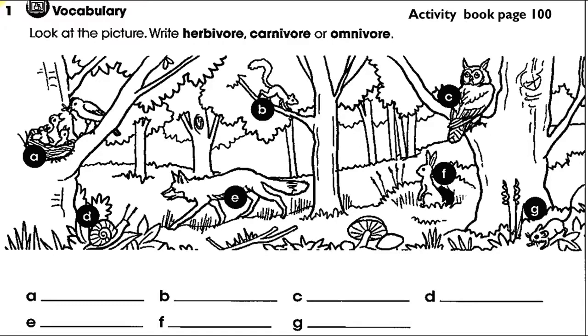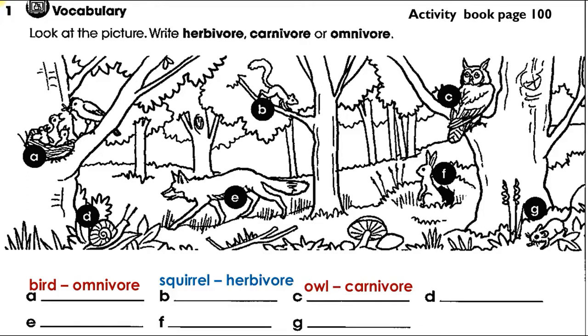Write herbivore, carnivore, omnivore. A. What do you think A is? Yes, it's a bird. It's omnivore. How about B? B is a squirrel. It's herbivore. How about C? It's the owl. It's carnivore. And the snail? Yes, it's herbivore.